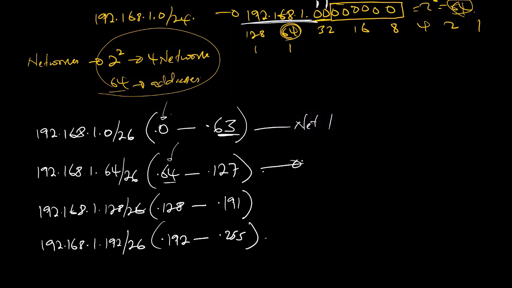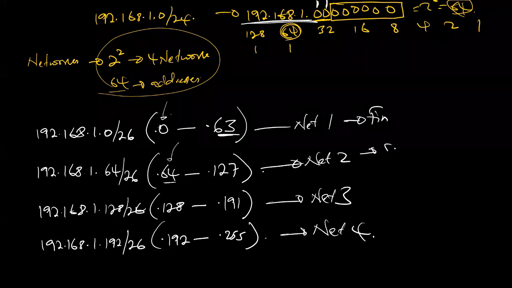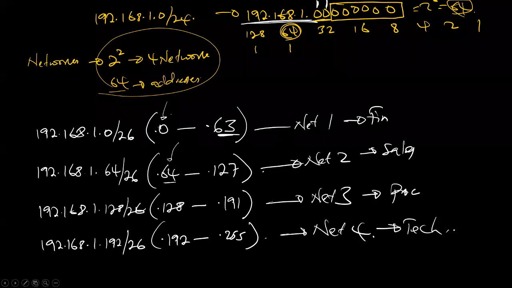These are the 4 networks. Network 1, network 2, network 3, network 4. And you can see that now we can give this network to the finance department, this one to the sales department, this one to procurement, this one to technical. Our company is full. The same network, we have just subnetted it.